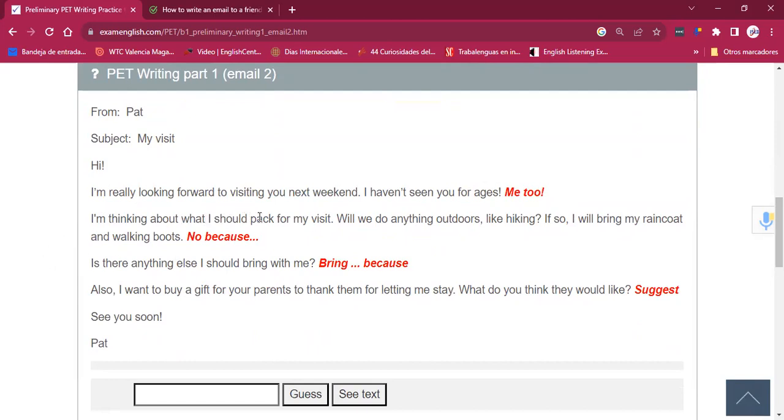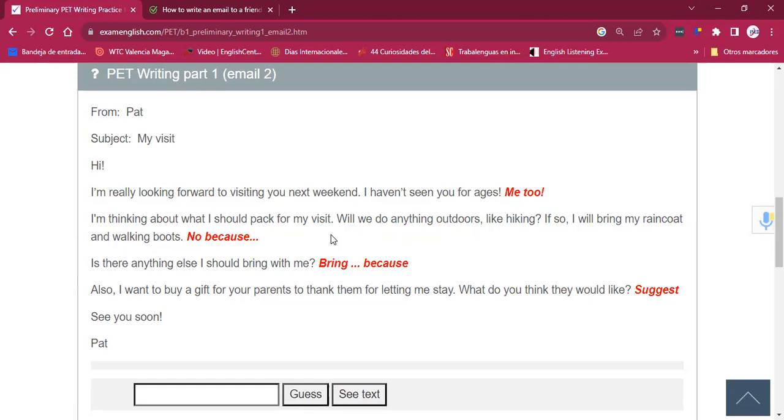I'm thinking about what I should pack for my visit. Will we do everything outdoors? I will bring my raincoat and walking boots. Okay, so what is she not going to bring? Raincoat and walking boots. No, bring them, because why do you think she wouldn't need a raincoat and boots?